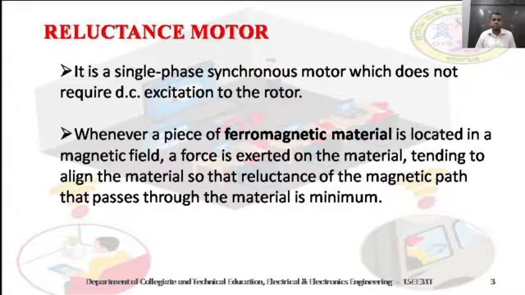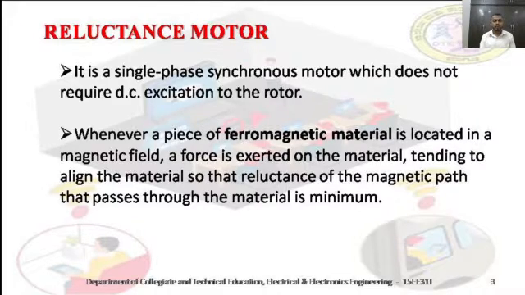So for that purpose, we are using ferromagnetic materials in the rotor part. The flux is exerted on the material, which tends to align the material so that the reluctance of the magnetic path that passes through the material is minimum. So it comes to the path where the reluctance has to be minimum. The rotor will keep on circulating and searching for the minimum reluctance path. Hence, it will keep on rotating.